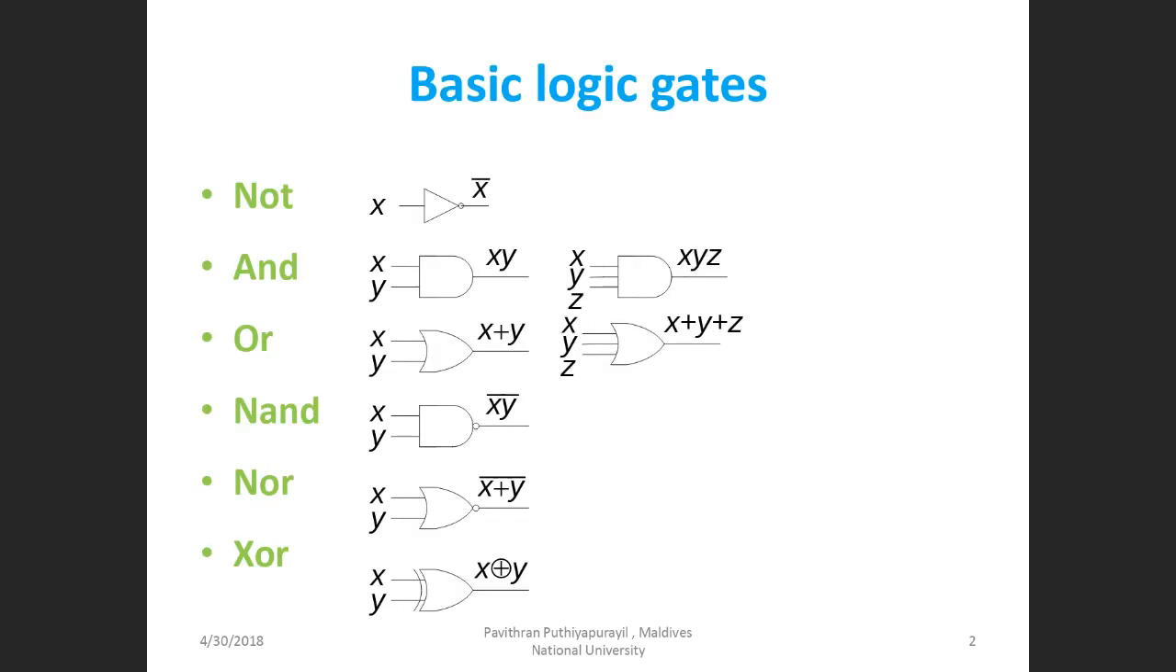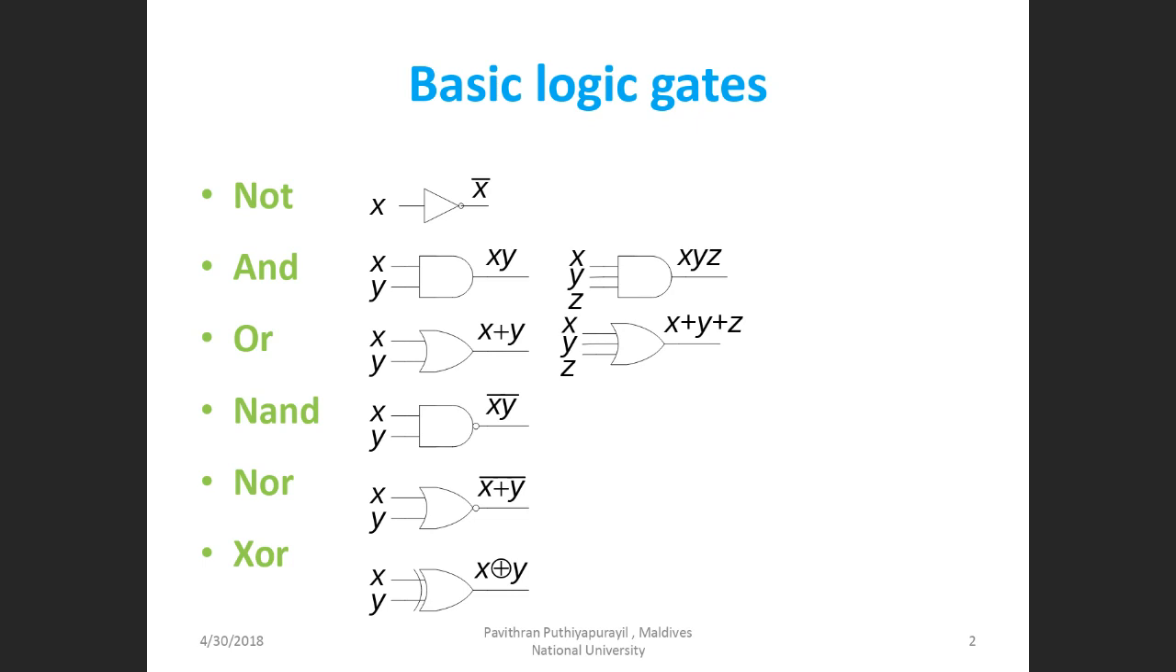Actually, primarily we have three fundamental gates. First one is NOT, then AND and OR. These three can be derived using these three. So fundamental gates in any digital electronics are AND, OR and NOT. What is a NOT gate?